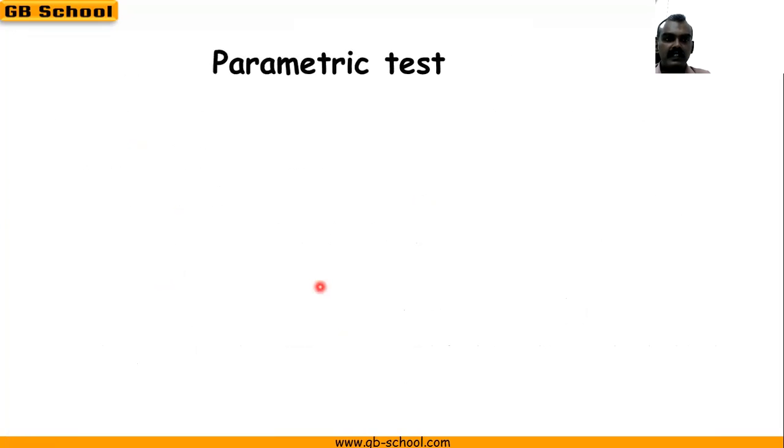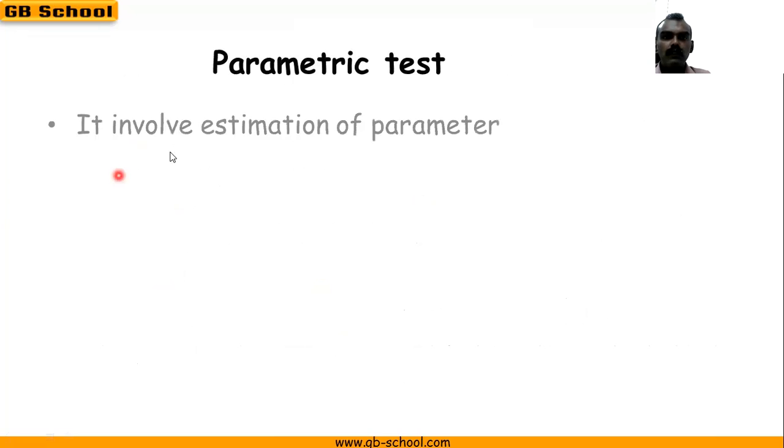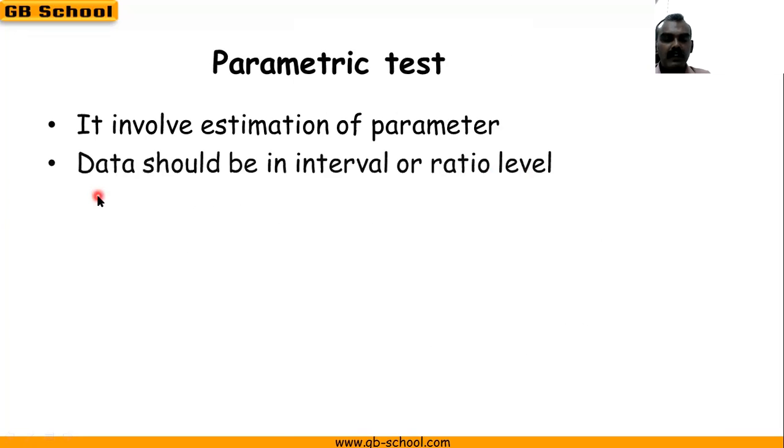What is a parametric test? It involves estimation of parameters. For a parametric test, data should be in the form of interval or ratio level. We cannot do a parametric test if the data is in nominal or ordinal scale. So parametric tests can be carried out only if the data is in the form of interval or ratio level.